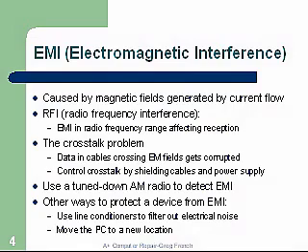We can control crosstalk by shielding cables and in the power supply. Use a tuned down AM radio. We can turn an AM radio either to the high or low end, and we can usually pick up the EMI from the radio. Just turn the volume up. Other ways to protect a device from EMI: we can use line conditioners, filtering out electrical noise, and we can also move the PC to a new location. Oftentimes, just moving the PC from one wall to another might eliminate some of the problems that you're experiencing.